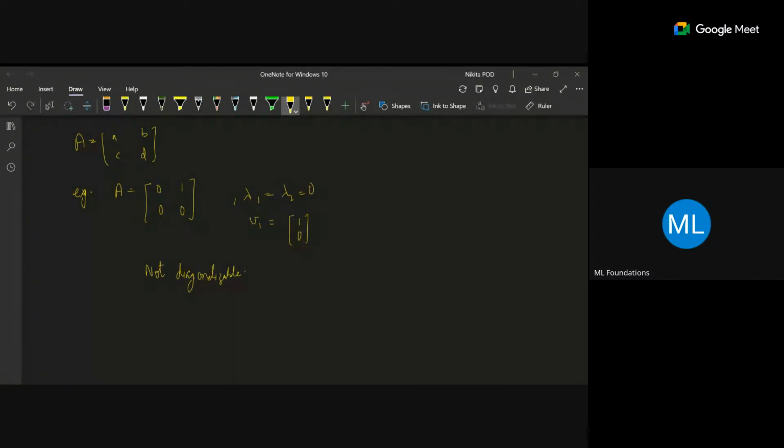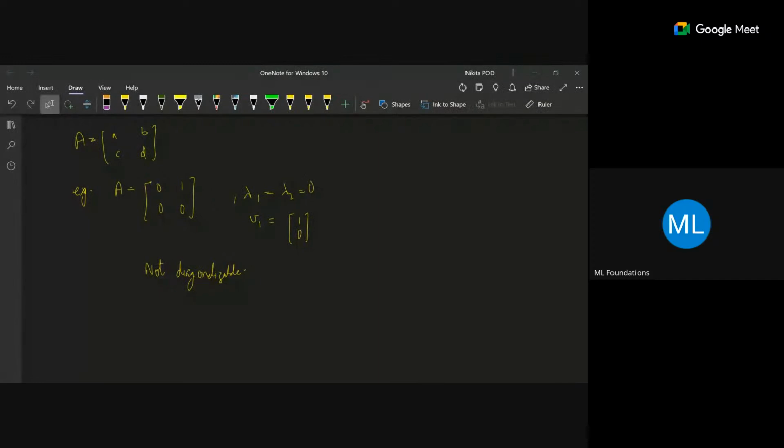So what would happen if it was diagonalizable? If it was diagonalizable, I should be able to write D as P inverse AP, right? Then since my eigenvalues are just 0 0, this D will be just 0 0, right? But my A is not 0. I mean, A is not a zero matrix. They are not similar. So it is not diagonalizable. That way also we can argue over here.